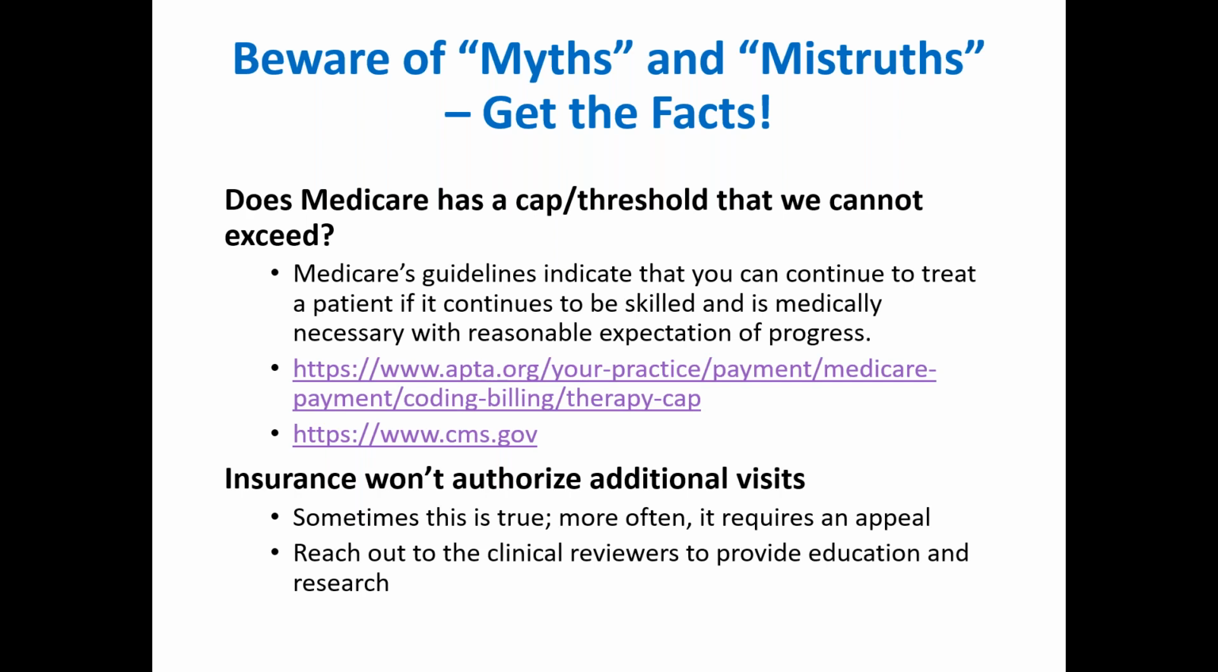If insurance won't authorize additional visits, sometimes that's true, but more often it just requires an appeal. So we have sample appeal level letters available to our clinicians. And then maybe you just need to reach out to the clinical reviewers and provide education and research to them. Again, you can show them the fact sheets and some of the randomized control trials to show them why you need those additional visits and why it's medically necessary.